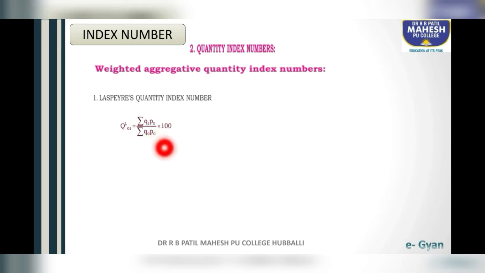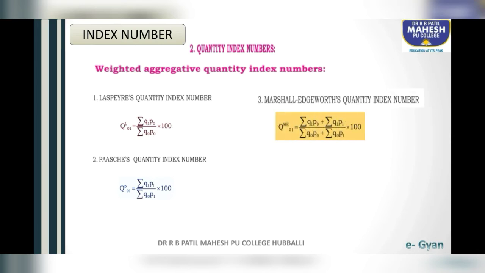Summation Q1P0 divided by summation Q0P0 into 100. Now the formula of Paasche quantity index number is given by summation Q1P1 divided by summation Q0P1 into 100. Then Marshall-Edgeworth quantity index number is given by Q01 of Marshall-Edgeworth is equal to summation Q1P0 plus summation Q1P1 divided by summation Q0P0 plus summation Q0P1 into 100.